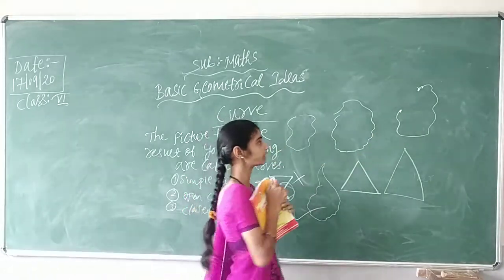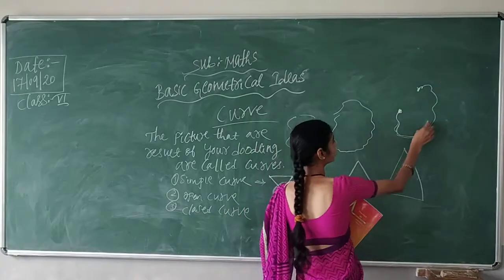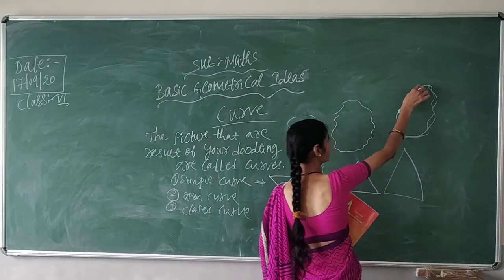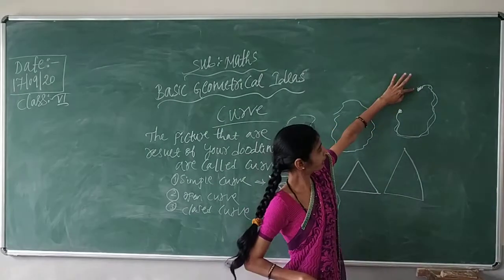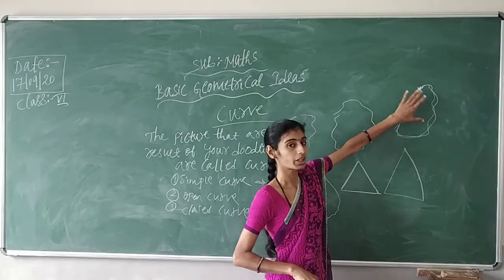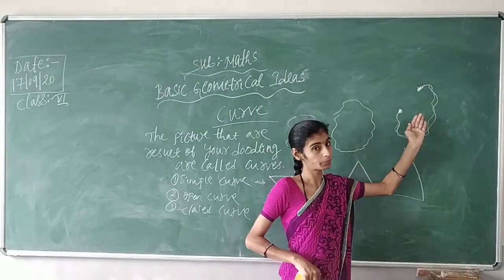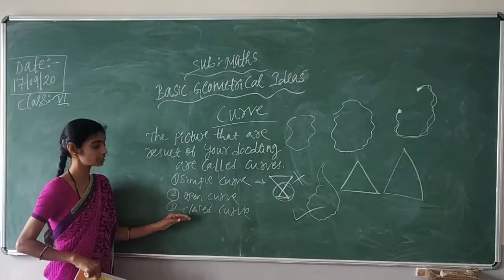Or you can see, children, this is my starting point. Yes or no? And I am drawing one curve and it is ending at some other point. Here is the starting point, here is the ending point, and here it is opening. Such a curve we call an open curve. Okay. Then what is next?